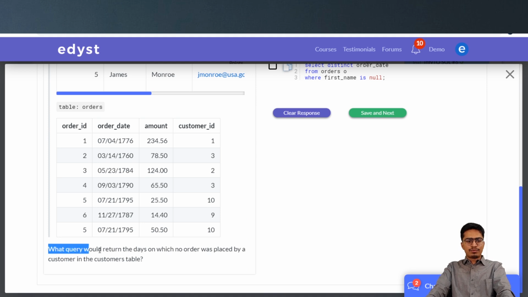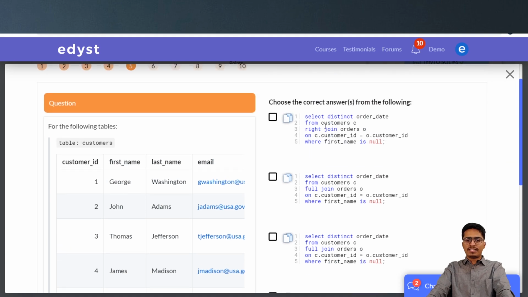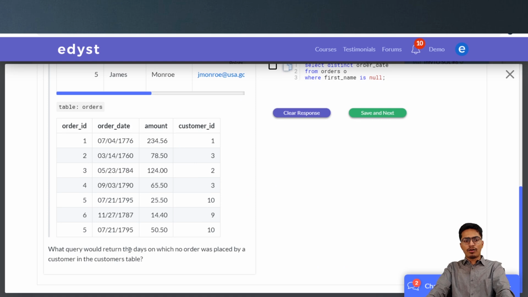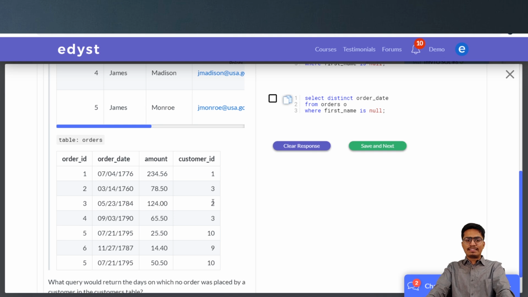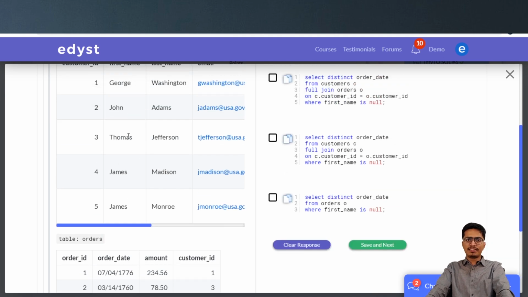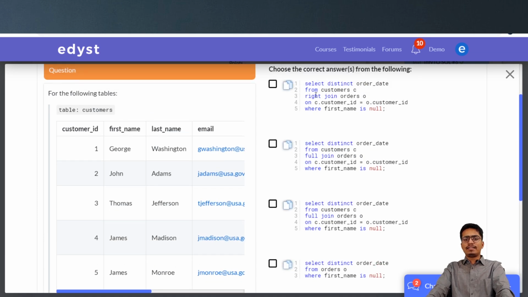The next one says, what query would return the days on which no order was placed by a customer in the customers table? Okay, so let's take a look at what they're trying to do here. They're saying select order date from customers right join with orders, which means all of these orders are going to come, and any order that does not find a matching customer in this table is also going to come. Okay, so in that case, all we have to do is where first name is null.